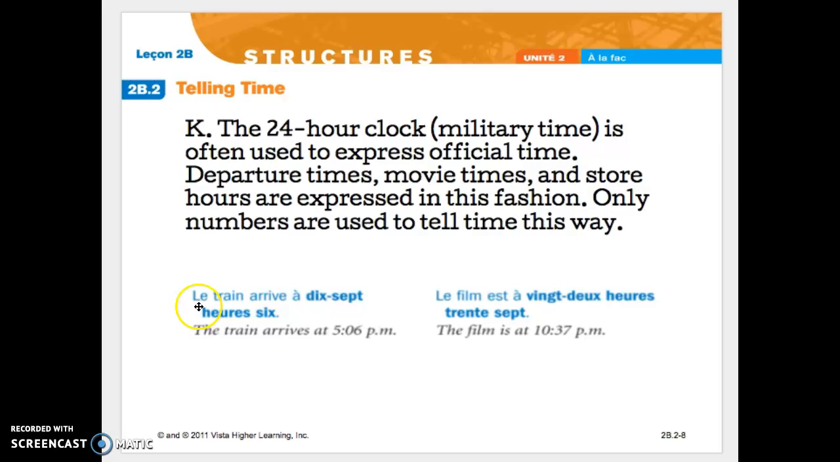So if you had the equivalent of the train arrives at 17h06, so 17 o'clock and 6 minutes, what you do is you subtract the 12 from the 17 to get 5:06, and then it's understood in English that this is PM. You would have to add that because you don't use that in the French expression. To say the film is at 22 hours and 37 minutes, you subtract 22 minus 12, you end up with 10. The 37 stays, and then the PM is added because this would be a PM time in English.